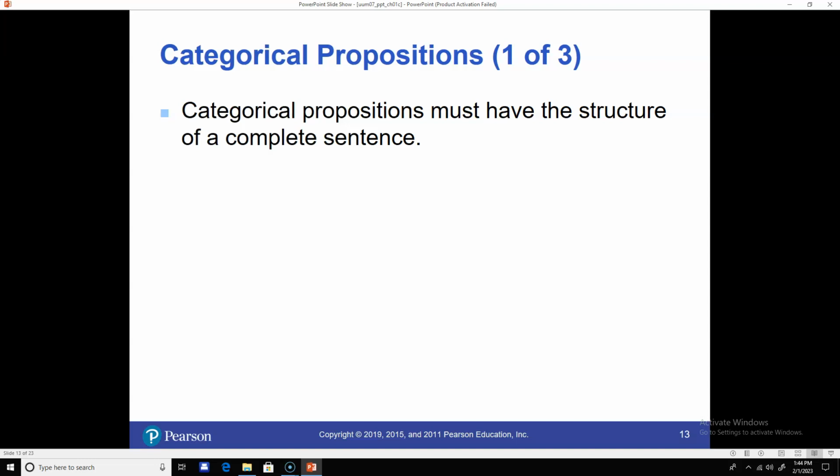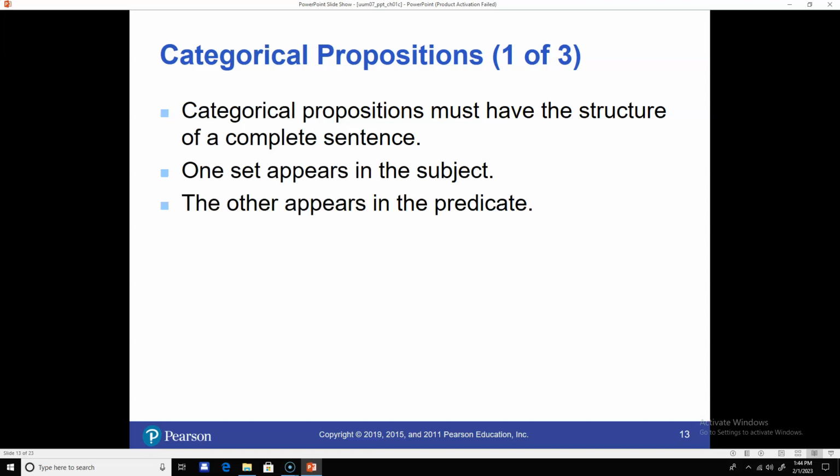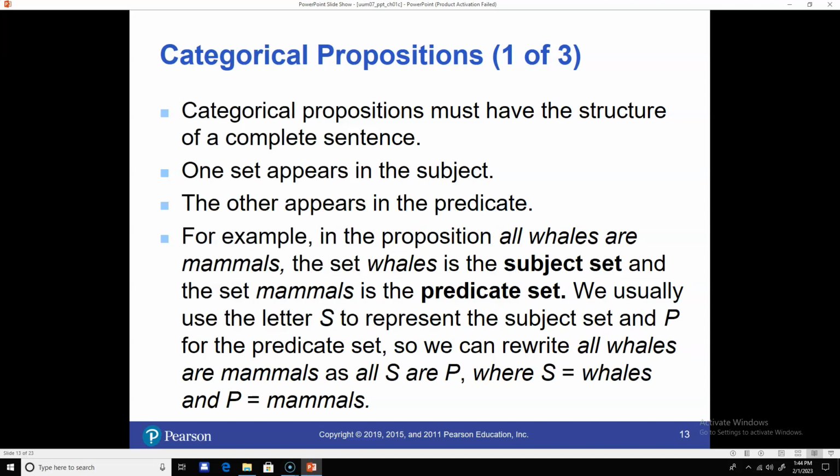Categorical propositions basically talk about a subject and a predicate, and you have sets relating to each part. So one set appears in the subject and the other appears in the predicate. Let's look at this example categorical proposition. All whales are mammals. So whales are the subject set and mammals are the predicate set.